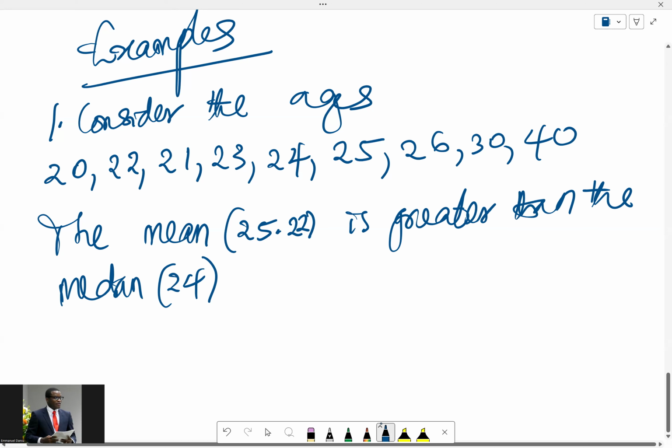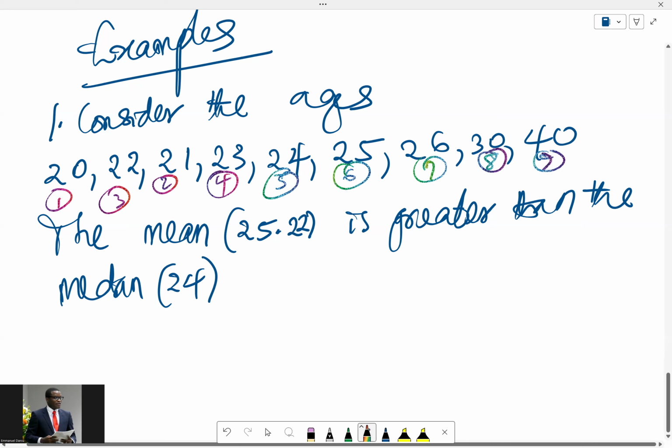Okay. I'm just being lazy. Let me see. 1, 2, 3, 4, 5, 6, 7, 8, 9. So let's rank and be sure the median is actually 24. Okay, great. So the middle number is actually 24. So we are good. Because to get the median, you have to rank. So if you rank, actually 24 is the median. Perfect. So the mean is 25.22 and it is greater than the median, which is 24.